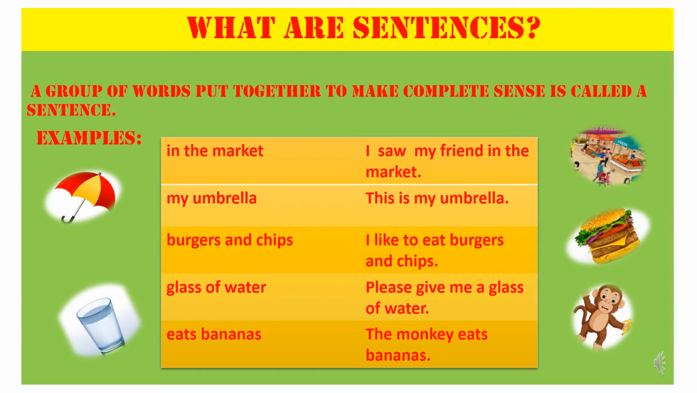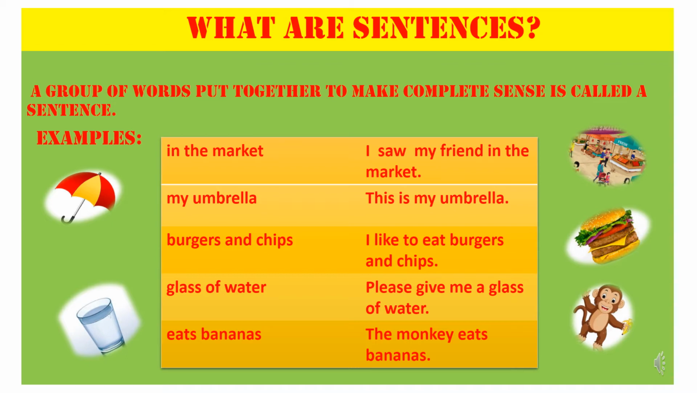Now, this is the main thing. What are sentences? In the first slide, you learned the difference between alphabets and words. How do you form a word? By putting together letters which give a meaning to that word in the correct positions. But now we are going to learn what are sentences. A group of words put together to make complete sense is called a sentence.